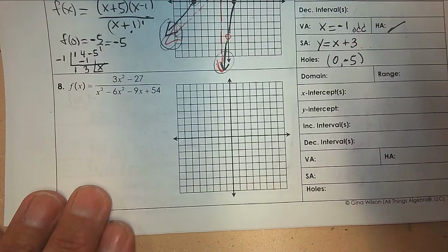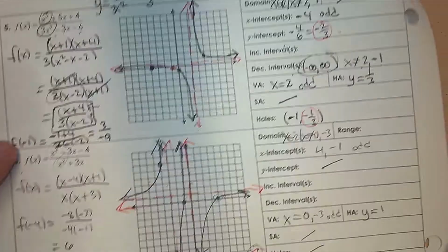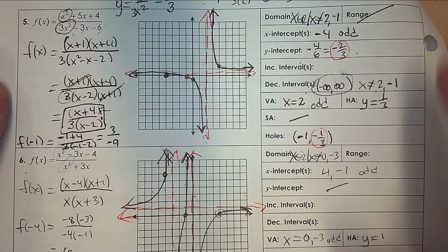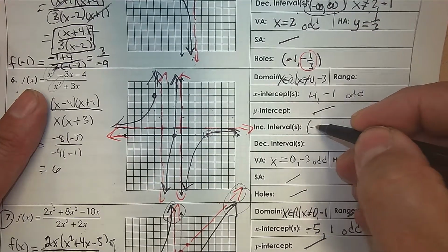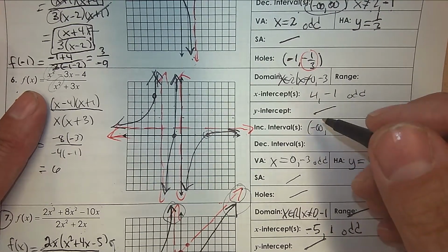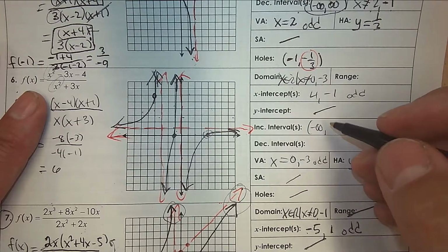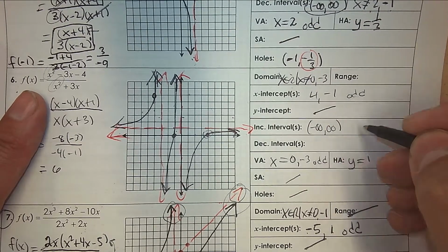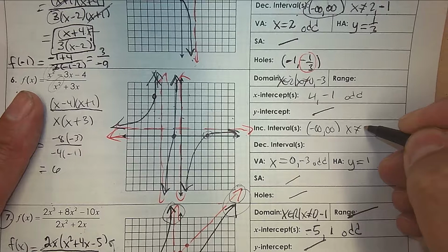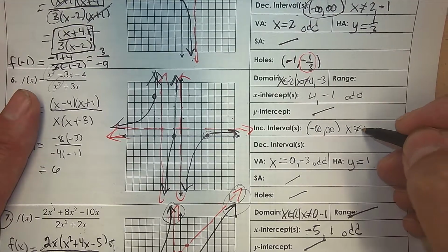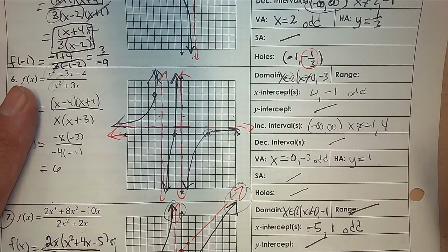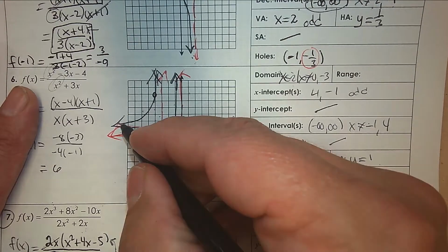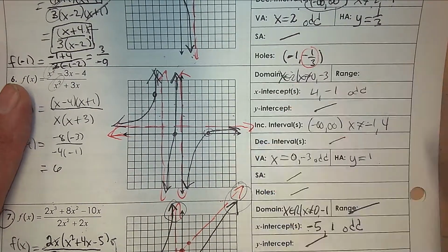Okay, number 7. Oh, increasing and decreasing. Sorry, let's go back. So this first is increasing. In fact, everything's increasing, and we know x can't be 4 or -1. There's nothing that's decreasing. So it's going up, going up, going up, from left to right.